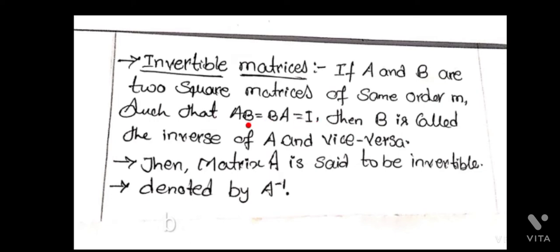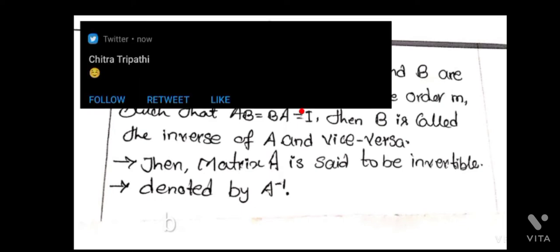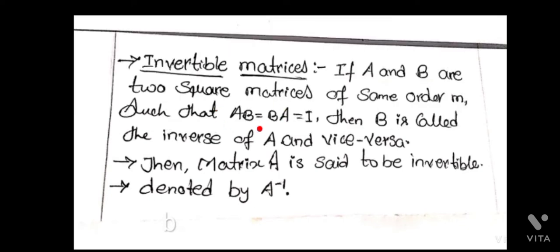It means what, my friends? As I have said in my previous videos, AB will not be equal to BA in multiplication of matrices. But mind you, if it is a square matrix, there are chances that AB is equal to BA. This condition says that AB should be equal to BA, and both should be equal to the identity of the same order M. Then matrix B is called the inverse of A, and vice versa, we can even say matrix A is the inverse of matrix B.